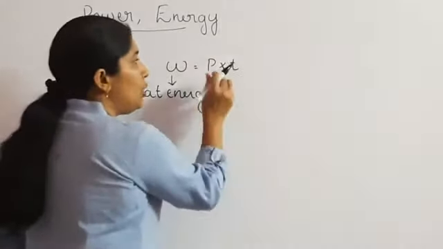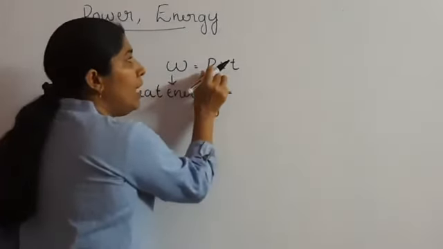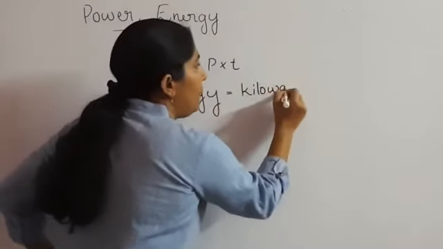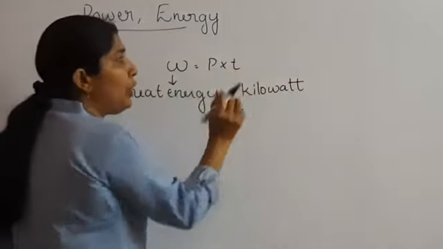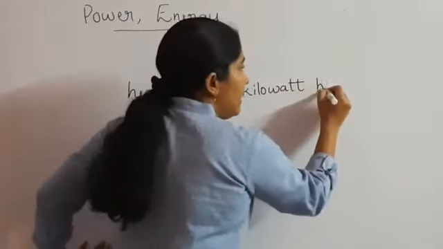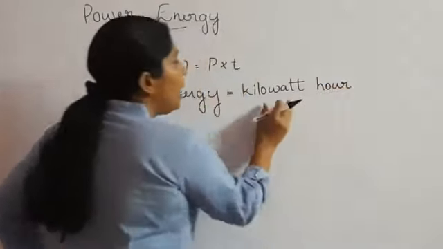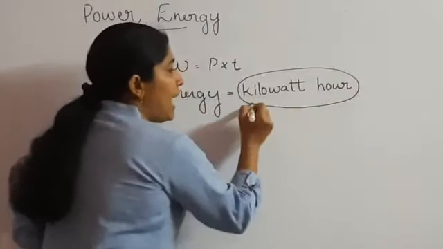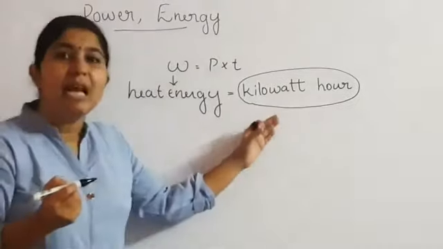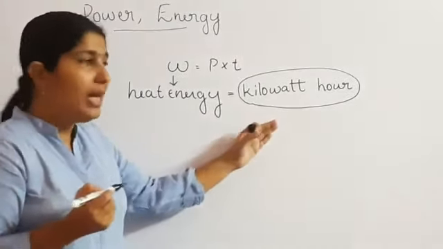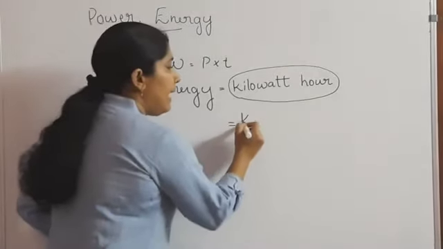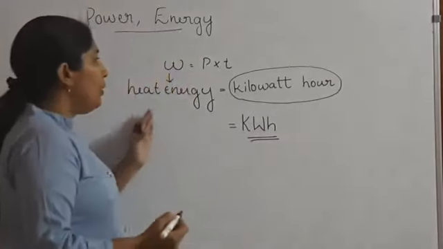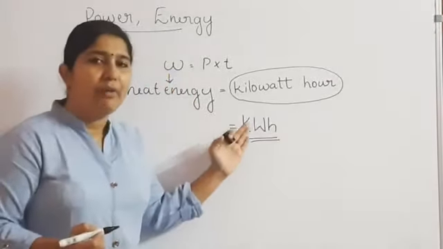Heat energy is equal to power into time. Unit of power is kilowatt. What about the unit of time? Time here is taken as hour. Okay, kilowatt hour. Therefore, practical unit of heat energy is kilowatt hour, and it is denoted as kWh. So unit of heat energy is kilowatt hour.